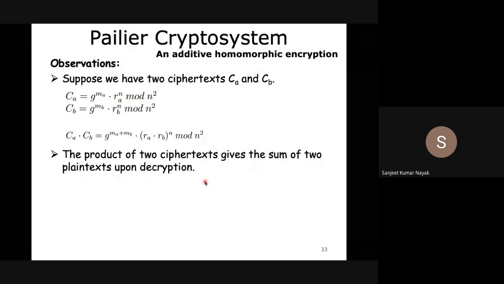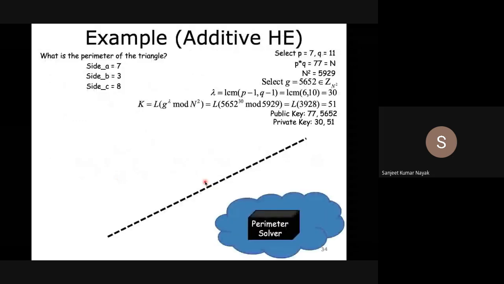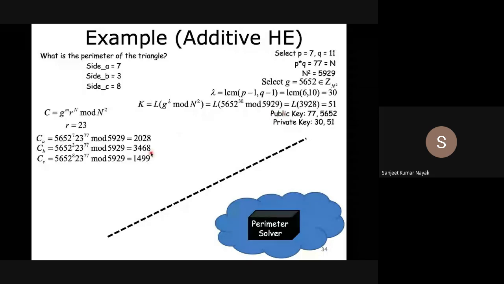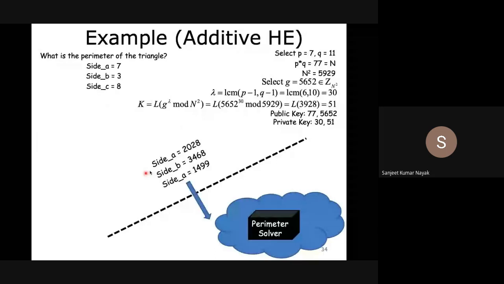So let us take this example. What is the perimeter of the triangle? Three sides, that is side A, side B, and side C, are given, and I want to find the perimeter of this triangle. The public key, private key, all the parameters required for the Paillier crypto system, I found. Then I encrypted all the sides and got 2028, 3468, 1499. Then I send these values, side A, side B, and side C. Then because this is the Paillier crypto system, the perimeter solver will multiply the three sides, A, B, and C.